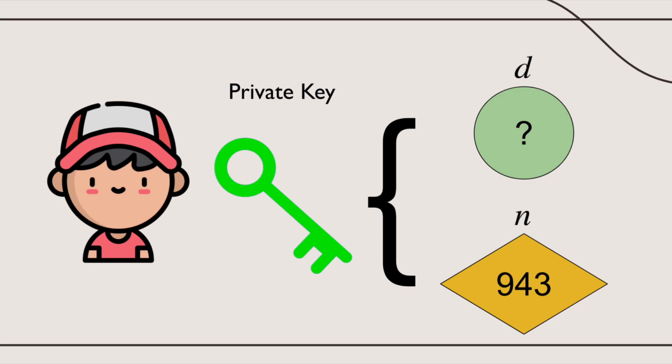Bob receives the ciphertext C, which is 545, from Alice. However, in order to decode the ciphertext, Bob has to generate his private key, which is missing the component d. Ryan will be talking about how Bob derives the value of d and hence the original message.